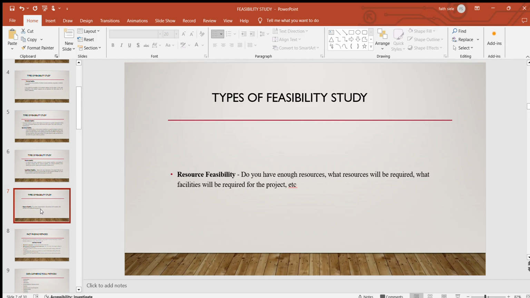We also have resource feasibility, whereby it talks about whether you have enough resources or what resources will be required, and even what facilities will be required for that particular project. So that one is just all about the resources which are required or will be required for a particular project.